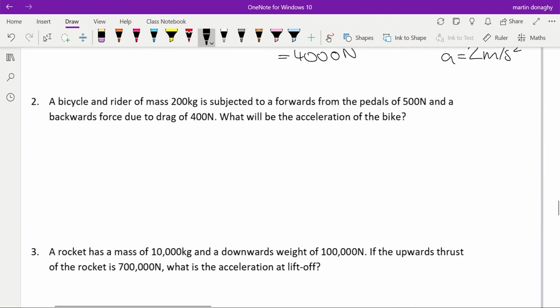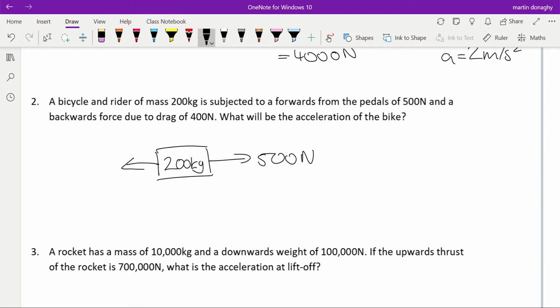Similar sort of question for the next one. So we have a bicycle, and the rider have a mass of 200 kilograms. Forwards force from pedaling of 5,000 newtons. Backwards force due to drag of 400 newtons. And once again, we're trying to find the acceleration. Newton's second law only works with resultant forces. So a lot of the time, that's the first thing we have to calculate.